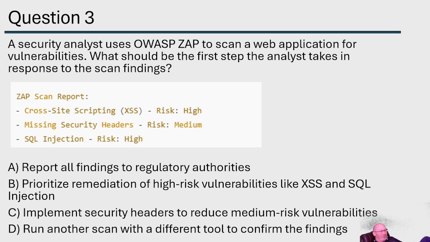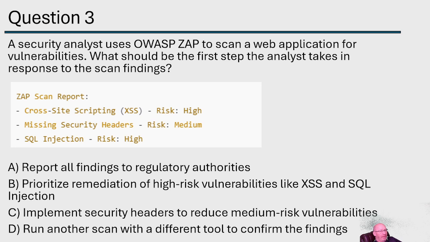B, prioritize remediation of high-risk vulnerabilities like cross-site scripting and SQL injection. That could be a possibility. I mean, they're definitely high on their list. So yeah, that's a definite possibility. C, implement security headers to reduce medium-risk vulnerabilities. Would we do the medium risk before the high risk?